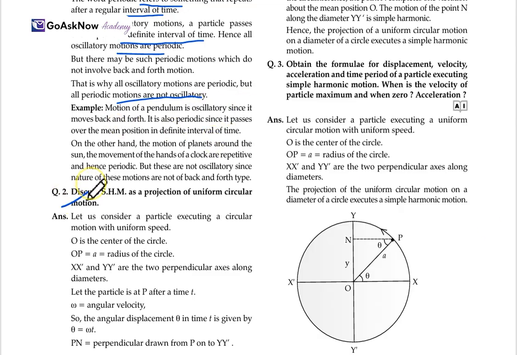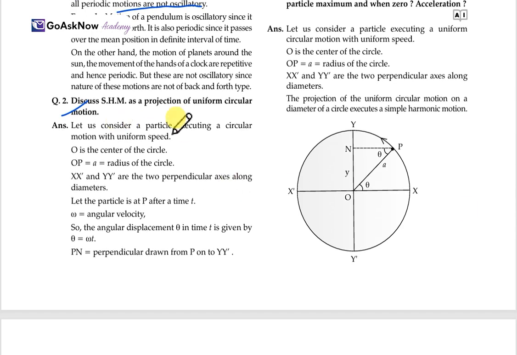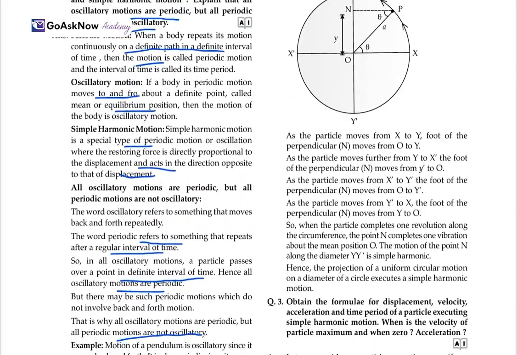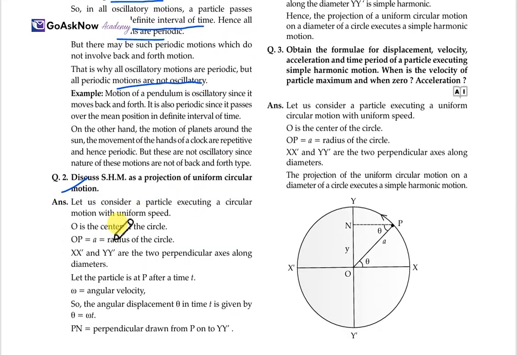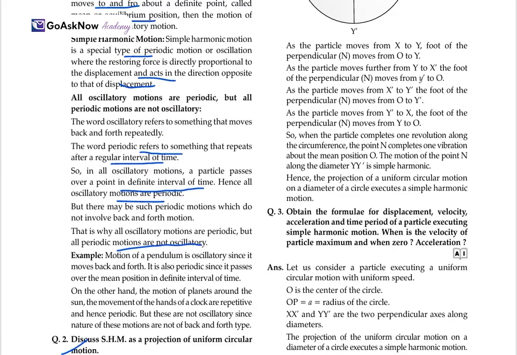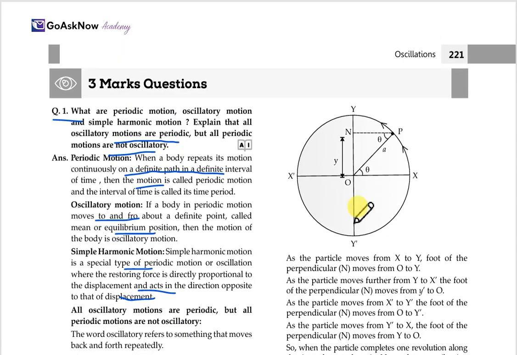Now discuss SHM as a projection of uniform circular motion. Let us consider a particle executing circular motion with a uniform speed, as in the diagram. Here O is the center, OP is A, which is the radius of the circle, and X X dash, Y Y dash are the two perpendicular axes along the diameters. Let the particle be at P after time T, omega is the angular velocity and the angular displacement is theta, so theta is equal to omega T. PN is the perpendicular drawn from P on Y Y dash. Let's go to the diagram, and all the things will be clear.